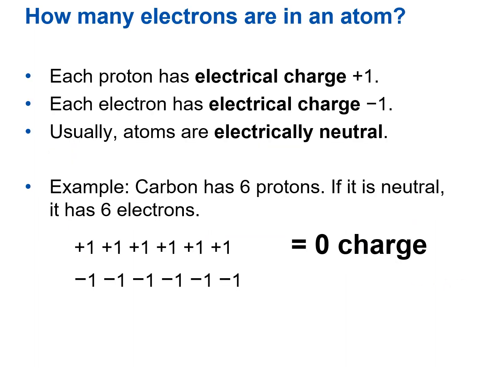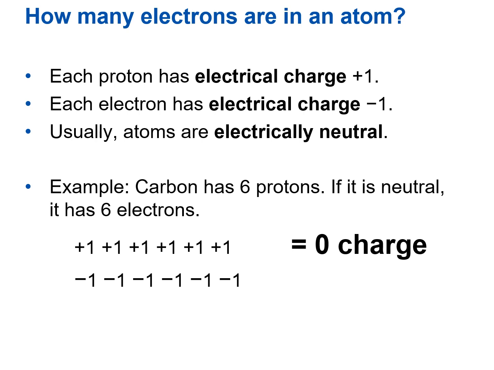Let's now talk about how many electrons are in an atom. So we've been talking about the nucleus with how many protons and neutrons, but then remember there are the electrons that are way beyond the nucleus, swarming around going very, very fast. We sometimes say they are smeared out around the nucleus at a relatively large distance.